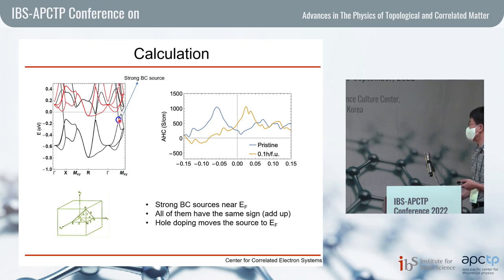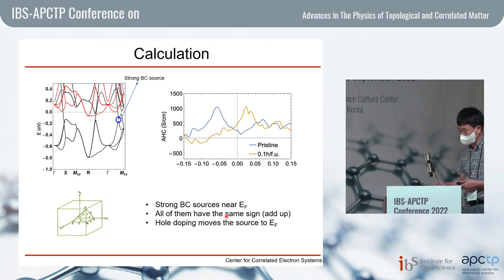And that's what's happening, we believe. So why, to answer the two questions, why is it strong? The reason is that, first of all, there's a strong Berry curvature source near the Fermi level, so that's good. And it turns out that there are four of them, and all of them have the same sign. So in many magnetic materials, these Berry curvature sources have positive sign, negative sign, they cancel each other.